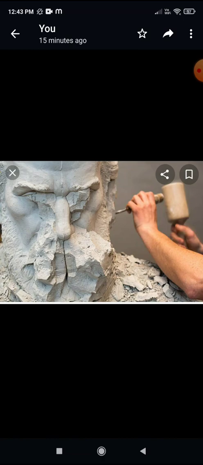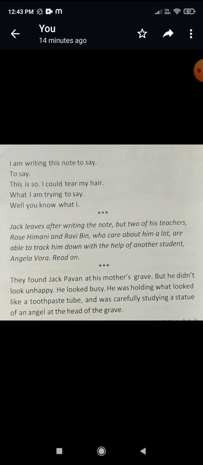So I'm really just writing this note to say. The boy says, I have decided to become a sculptor and I'm writing a letter. That is, he is writing a farewell note. What did he write in this farewell note? I'm writing this note to say bye. This is so painful. I could tear my hair out. What I'm trying to say in front. Well, you know what I want to say. So the boy is writing a farewell note, that is a goodbye note. Next.